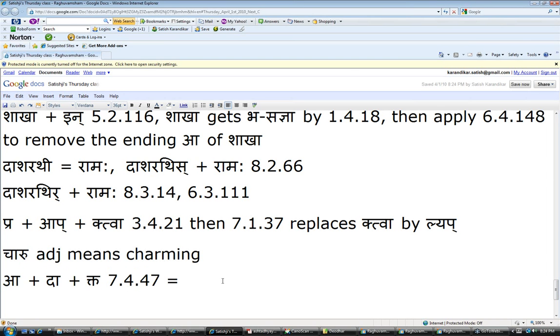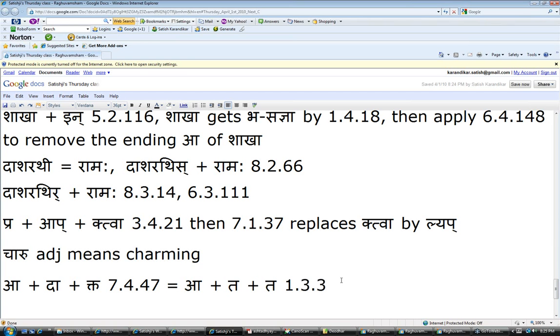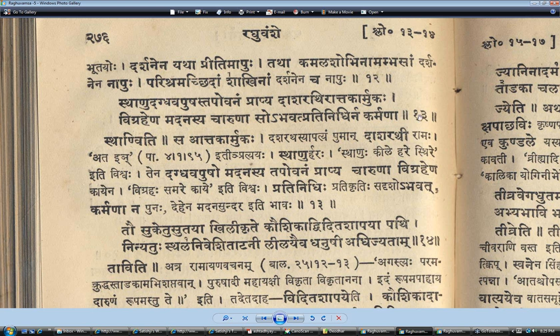We are stuck because we need to get the form atta. So now we have atata. Of course, in the ta pratyaya the ka is an it, so we can apply 1.3.8. So we remove the it letter by 1.3.8. Now who can tell me what we can use to remove this akara? We need to remove this akara here somehow to get the form atta, because of course in the book you see the form is atta. Who can tell me? Anybody?